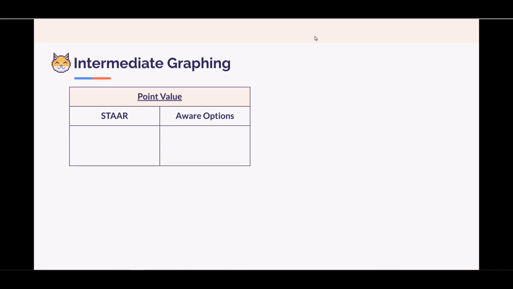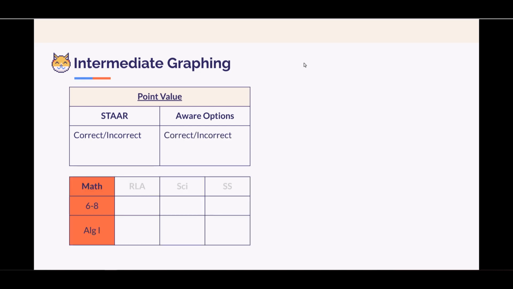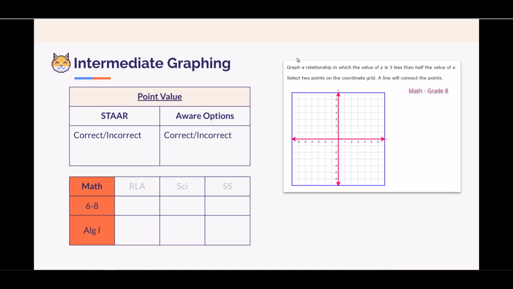Hi everyone, we're going to take a look at the item type for intermediate graphing. Let's start with the point value. On STAR, it is graded as correct or incorrect, and then same for Aware. As for your content and grade levels, this is mostly in secondary math. And then here are some examples.